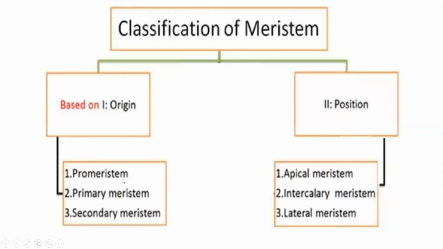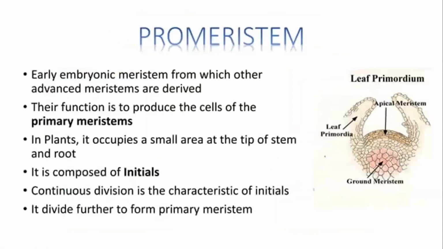Promeristem means that from the embryo, the first formation of promeristem occurs. This promeristem divides again to form primary meristem, and from this primary meristem, primary tissues are formed. Promeristem is the early embryonic meristem from which other advanced meristems are derived. Their function is to produce the cells of the primary meristems. In plants, it occupies a small area at the tip of the stem and root.